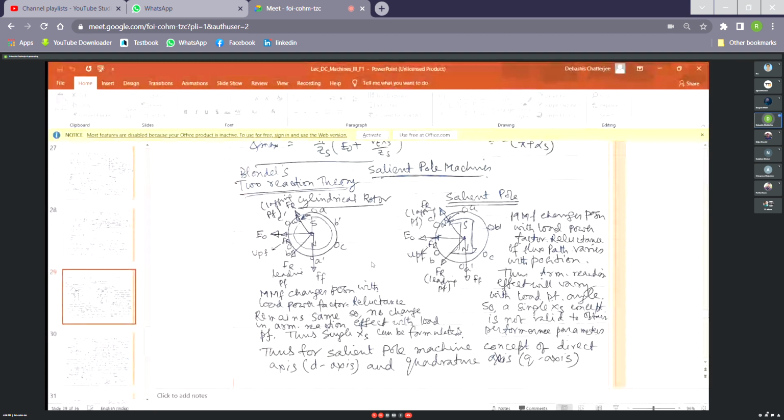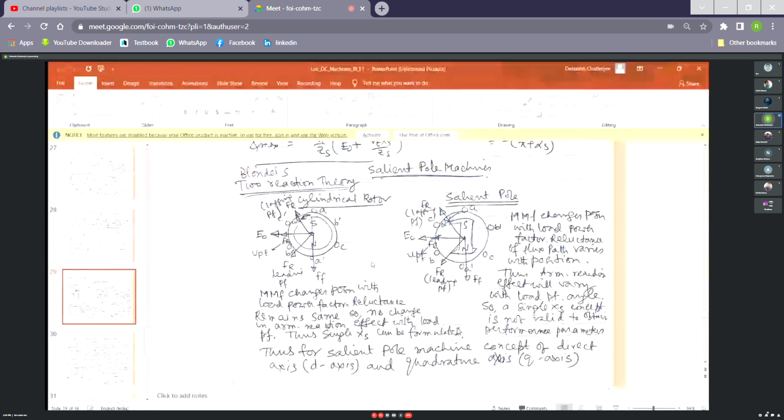But if you consider a different type of machine, which you have discussed during the construction explanation, that salient pole is another variant of this synchronous machine, salient pole rotor. So these machines are known as salient pole machines. Now, if you consider salient pole machines, all the theories whatever we have described so far may not be in detail applicable. The principle may be same, but you don't find the same formulas or same dimensions for salient pole machines. So this is simply because of a simple reason.